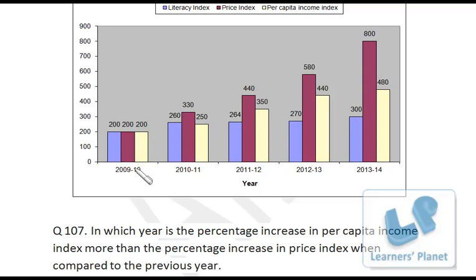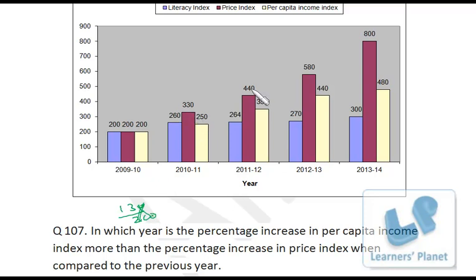So from this year to this year, if we see, the per capita income index increases from 200 to 330. So 130 is the increase over 200 for price index, but the per capita index is 50 over 200. So definitely over here the increase in per capita income index is less than the increase in price index, right? So this is wrong.